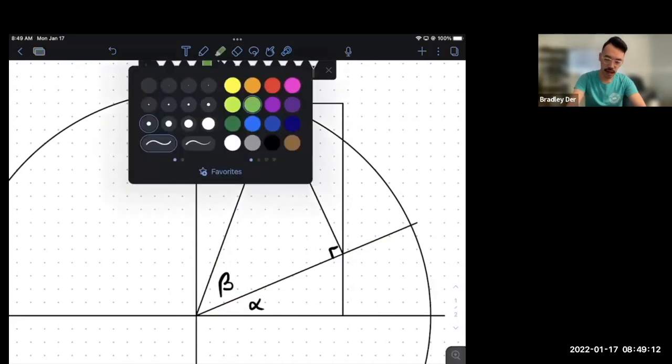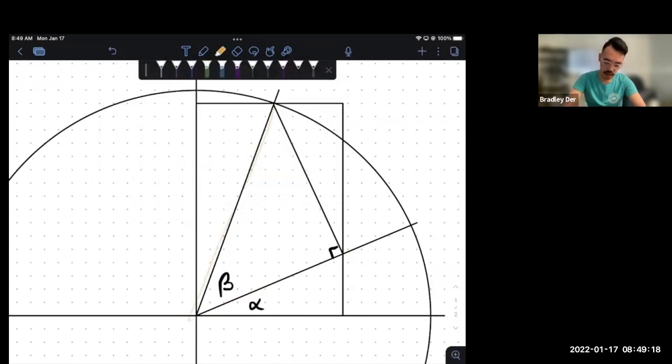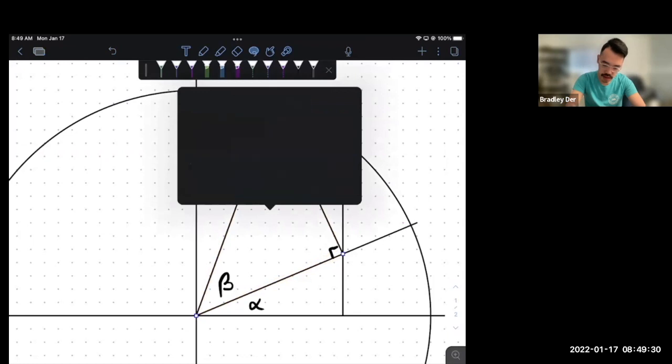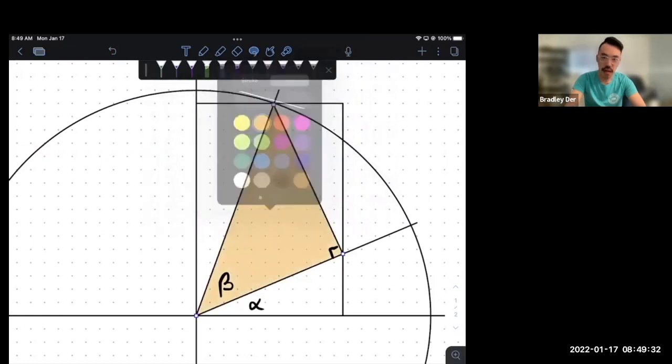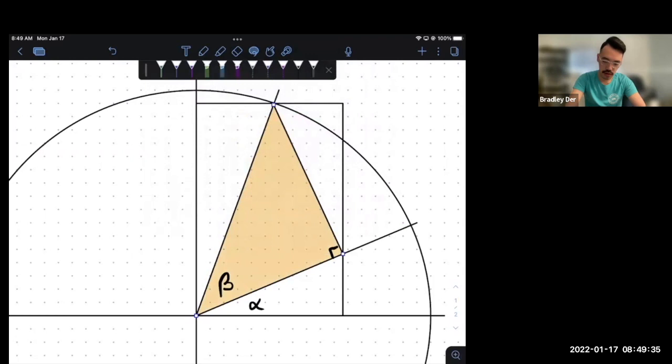Now I'm going to take a minute and just color code some things. Put that there, put that here, put that there. I do want it to fill in. That'll be our orange in the center.